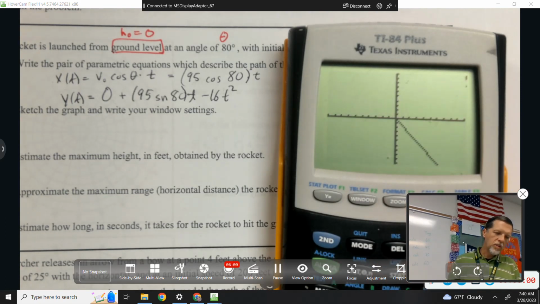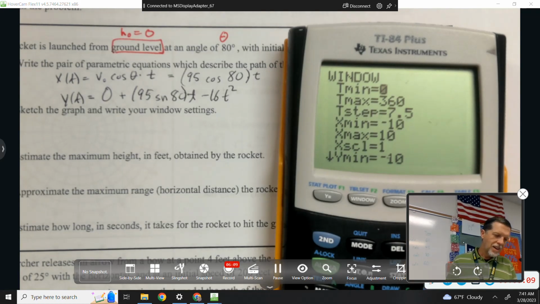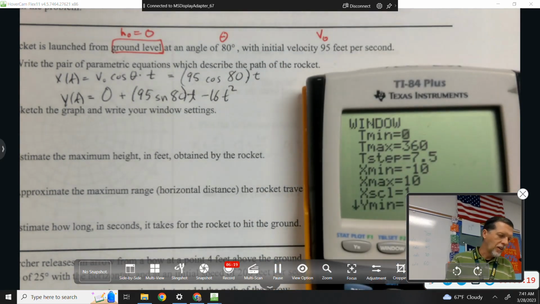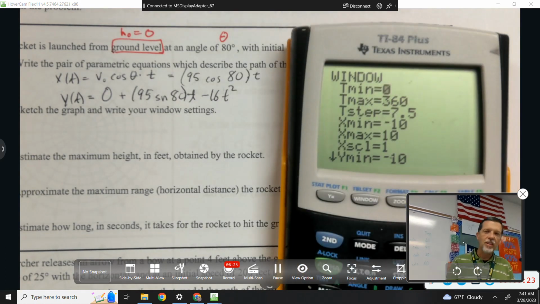So I'm going to start with the zoom standard, but that does not look right. I don't know what that is. Let's go to window. Let's see. 0 to 360. That doesn't sound like t is in seconds. So I don't know how long this rocket is in the air if you just launch it, but I can't imagine it's in the air for 360 seconds. I don't know. Let's try 10 seconds. And maybe 0.1 for a step.